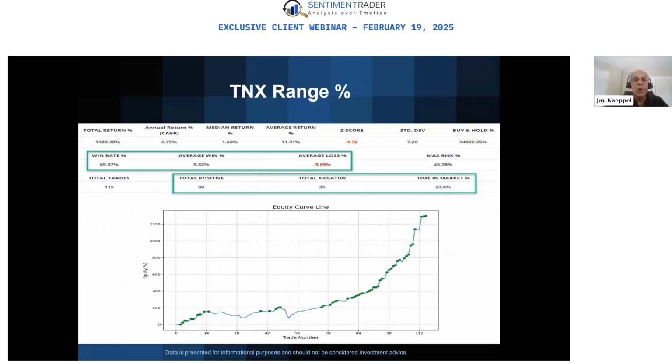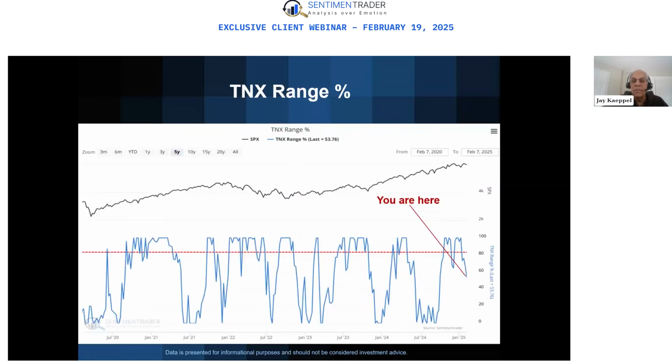So this is basically a once a week indicator to tell you how the interest rates are influencing stock prices at the moment. And right now we are below 83%, so I have this ranked as favorable for stocks at the moment.